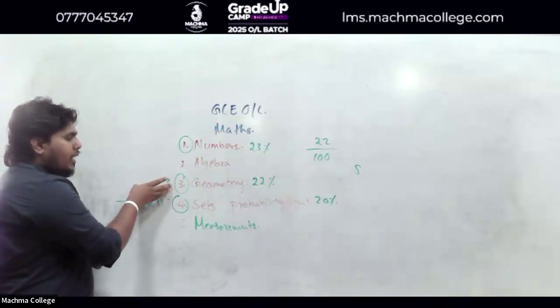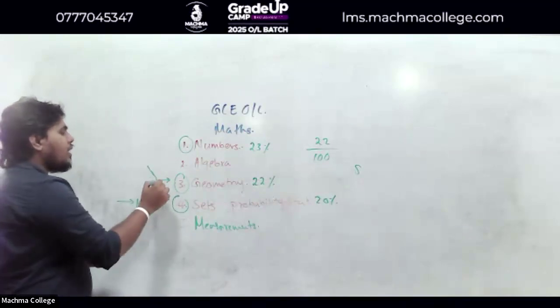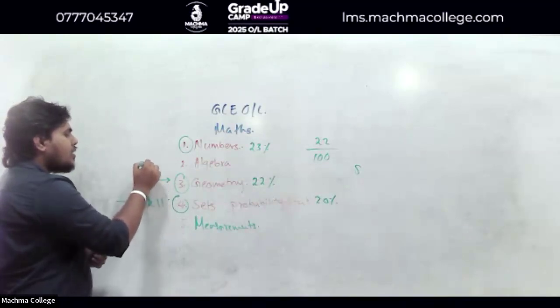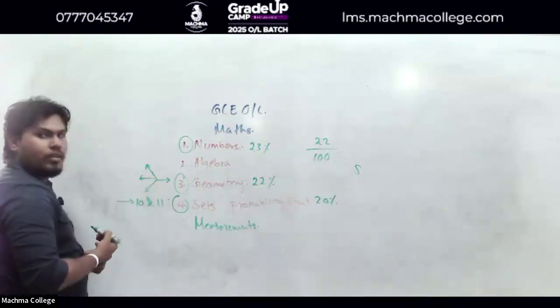So geometry is categorized into 3 different sections, 3 key areas.